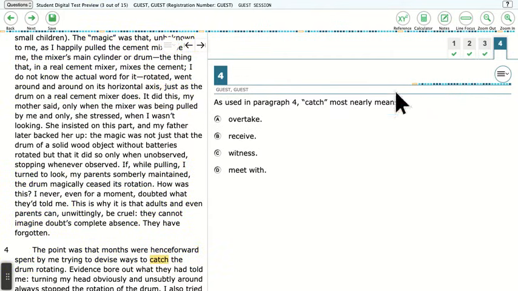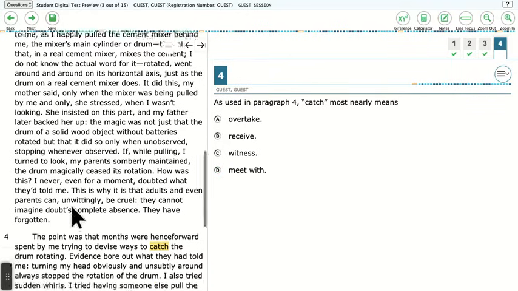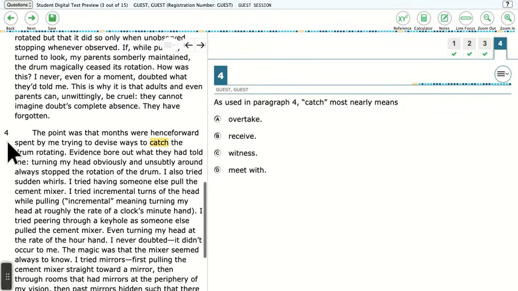Now, my final question is a vocab question, which should be pretty straightforward. We've done these before. So as used in paragraph 4, catch most nearly means overtake, receive, witness, or meet with. Now here, make sure that you actually go back to paragraph 4, and you look at the sentence that it's used in, because sometimes we'll see words that have more than one potential meaning, like the word catch. So here it says, the point was that months were henceforward spent by me trying to devise ways to catch the drum rotating.